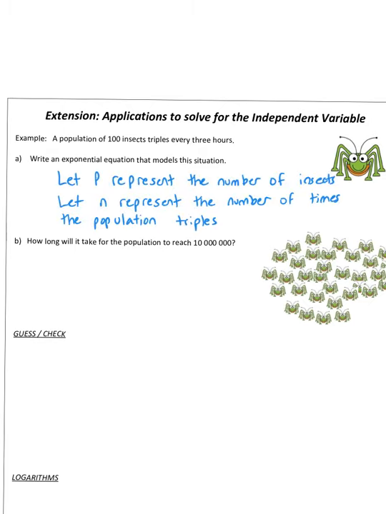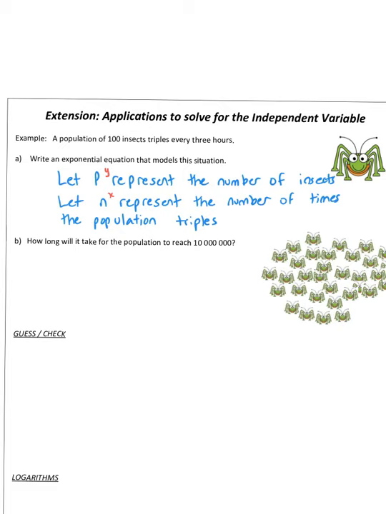So we will let P represent the number of insects, and then we will let N represent the number of times the population triples. We don't simply let N represent the number of hours because we are told that the population triples every 3 hours. And finally, we will just remind ourselves that P is the dependent variable, so it will replace the Y in the equation, and N is the independent variable, so it will replace the X.